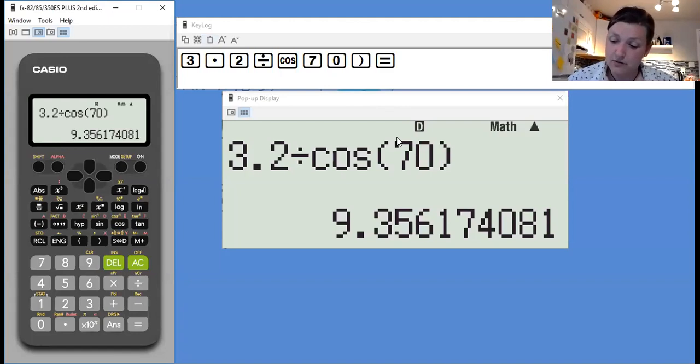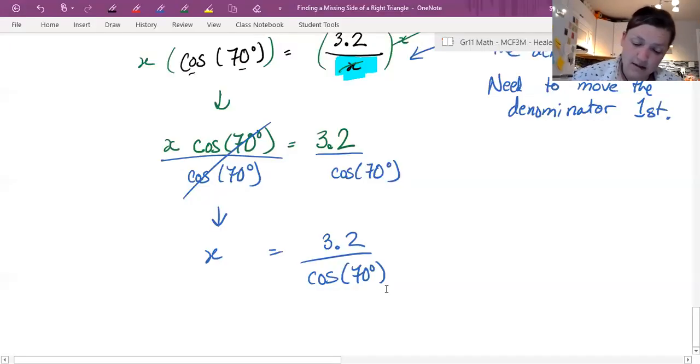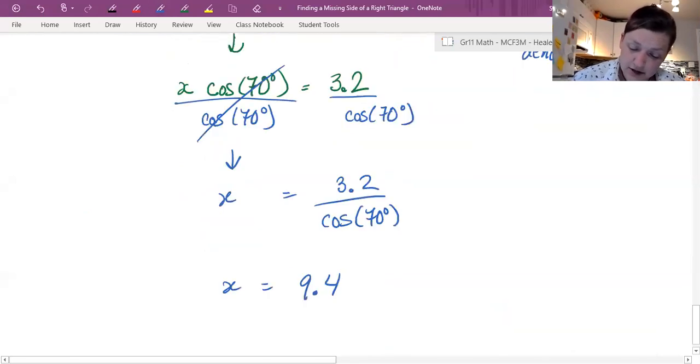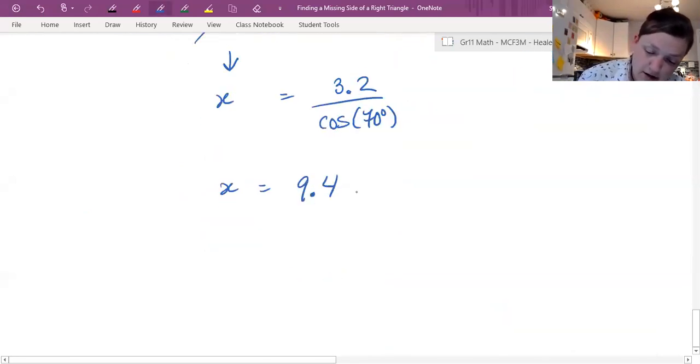9.356. And I said round to 1 decimal place. So 9.35. If it's a 5, we're going to round up to 9.4. So now we have x equals 9.4, and I think our original unit was meters, so x equals 9.4 meters.